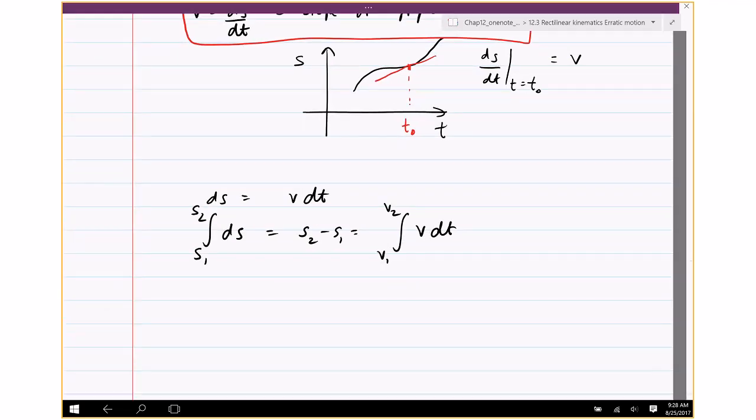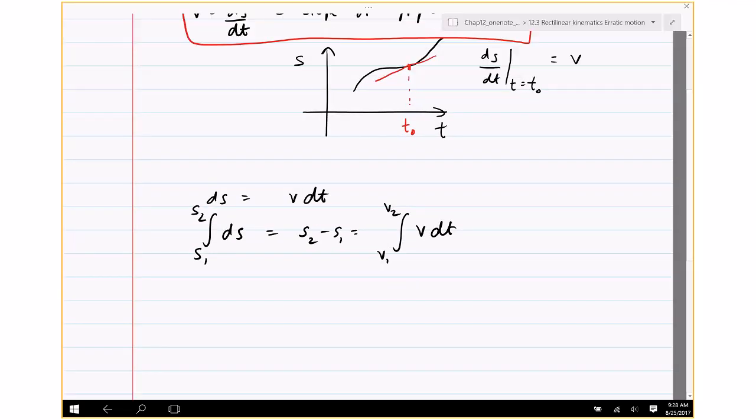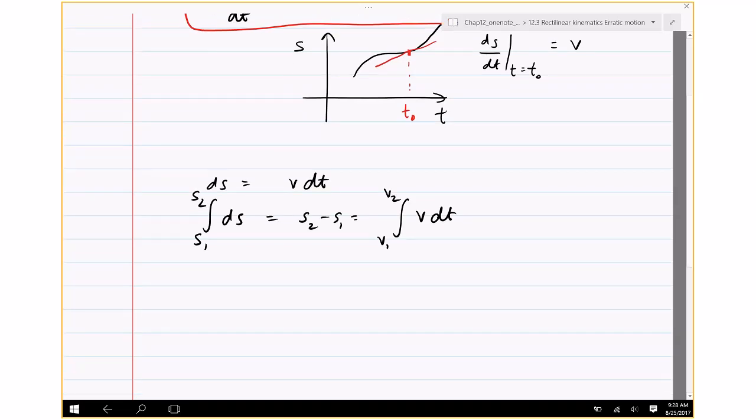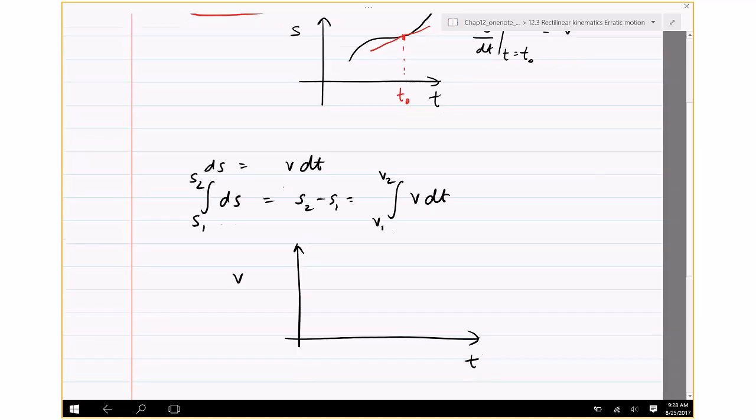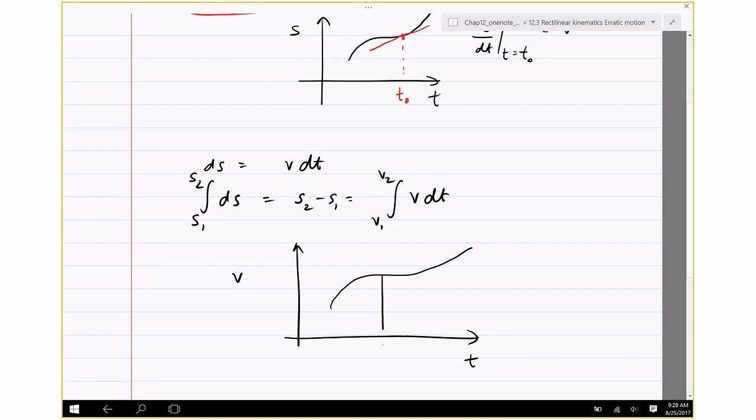Okay, so just like the previous example, what we do is look at the v-t graph. But this should be t1 and t2, not v1 and v2. So this is t1 and t2, and this part here is the area under the curve.